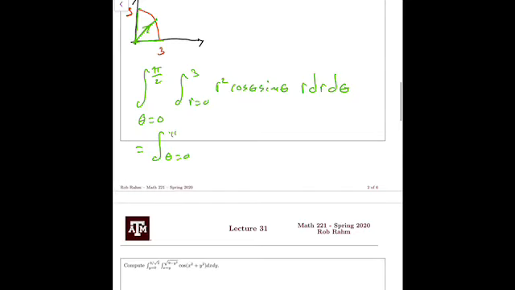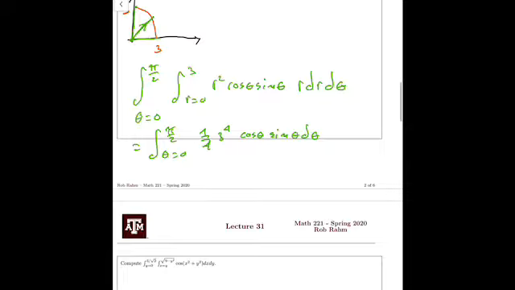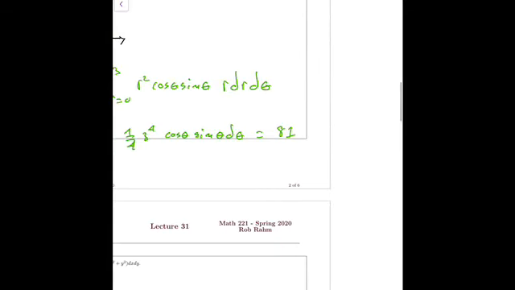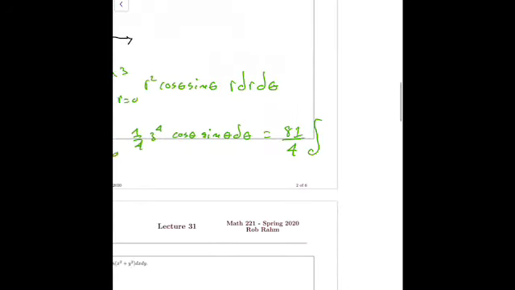This is the integral theta equals 0 to pi over 2, 1/4 times 3 to the power of 4 cosine theta sine theta d theta. And now we can do u substitution. So remember from the previous problem, 3 to the power of 4 is 81. So this is 81 divided by 4.